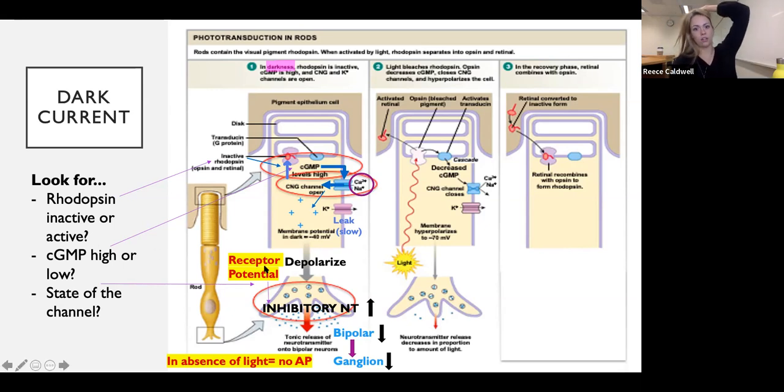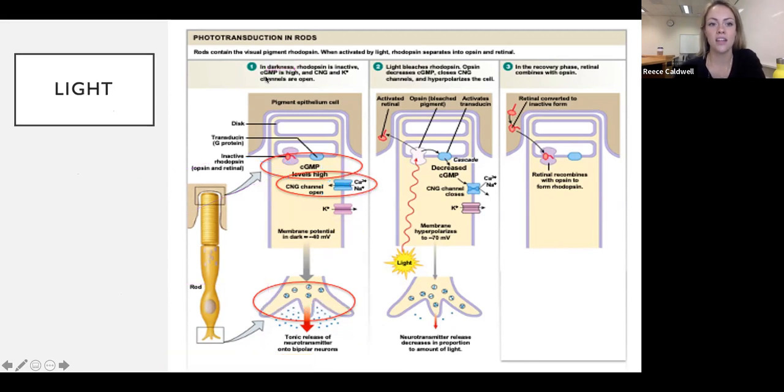You could say, okay, we have a receptor potential. Do we have an action potential? No, not with our photoreceptors. So make sure you know this process very, very well. So we've worked through darkness. Now let's go on to light.